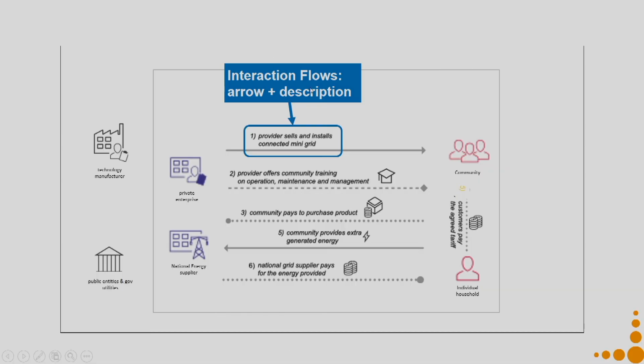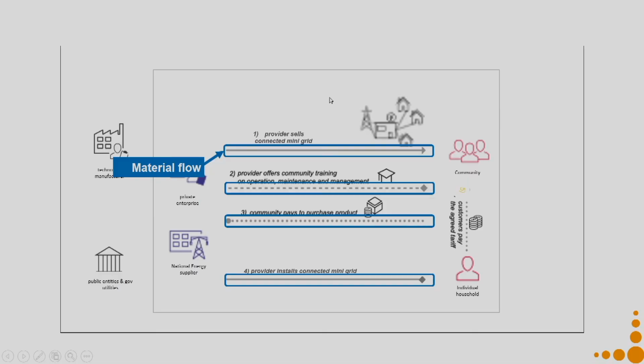The money, which is the payment for the product that the customer bought, goes from customer to Fresh. So, the direction of the arrow will be towards Fresh. So, the interaction flows have to be mapped with an arrow and description. Like here you can see it says provider sells and installs connected mini grids. So, it tells what it does. So, for my example, it can be Fresh sells and installs the water purifier in every household.